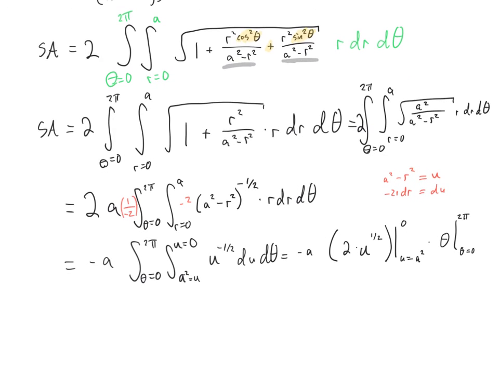So my final answer is, so minus a. If I evaluate at 0, I get 0. So 0 minus 2 square root of a squared, so 2a, and then 2 pi. So it looks to me like I've got minus, so 4a squared pi.